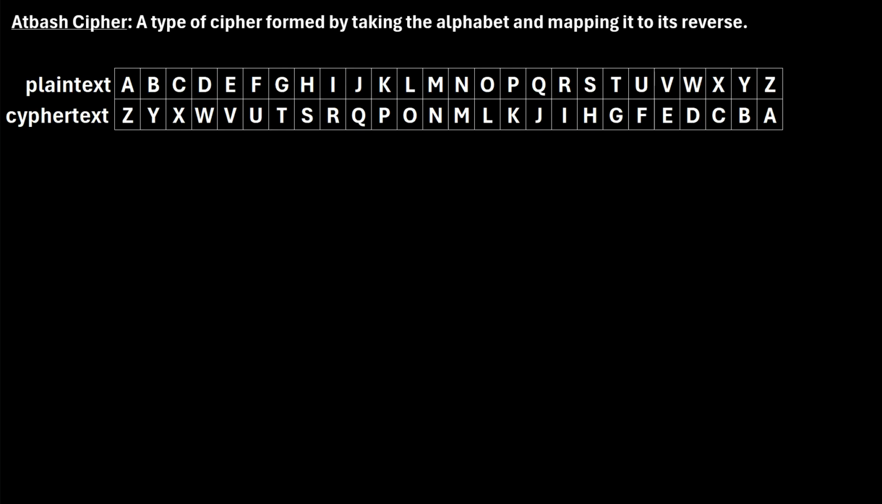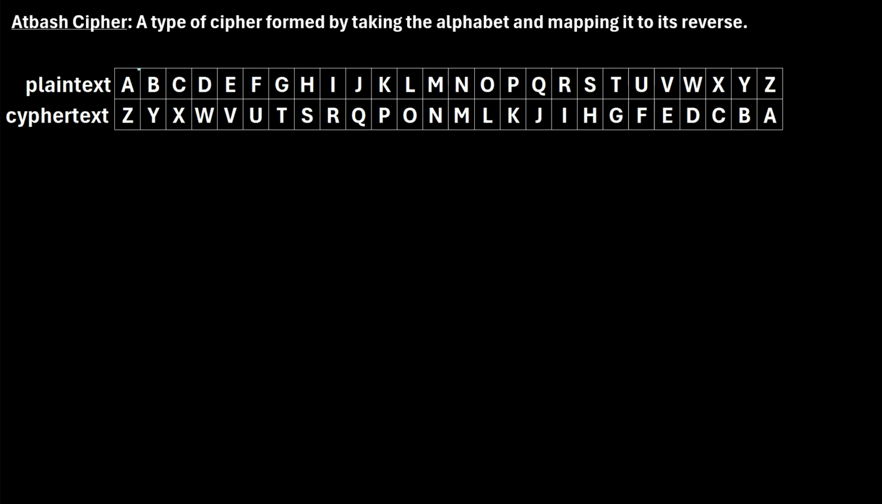In this video, I will provide a quick explanation of the Atbash cipher. So this is a type of cipher formed by taking the alphabet and mapping it to its reverse. This type of cipher was originally used with the Hebrew alphabet, but it can be used with any alphabet. So for this video, I'm going to use the English alphabet.